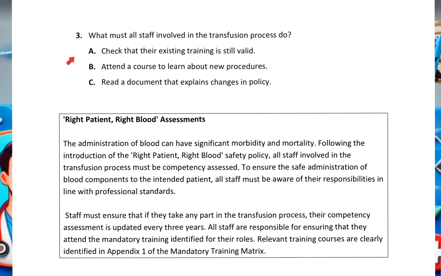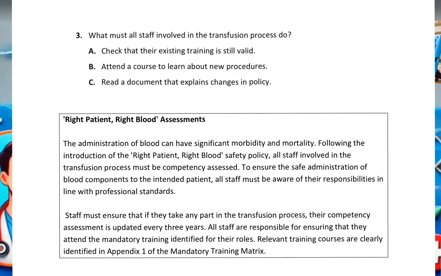Okay, so now we understand our extract. Let's get to the question and the options, and we pick the right answer. Question number 3. What must all staff involved in the transfusion process do? So we are looking for what all staff involved in the transfusion process must do. This sentence is very crucial. Now we have option A, check that their existing training is still valid, B, attend a course to learn about new procedures, and C, read a document that explains changes in their policy.